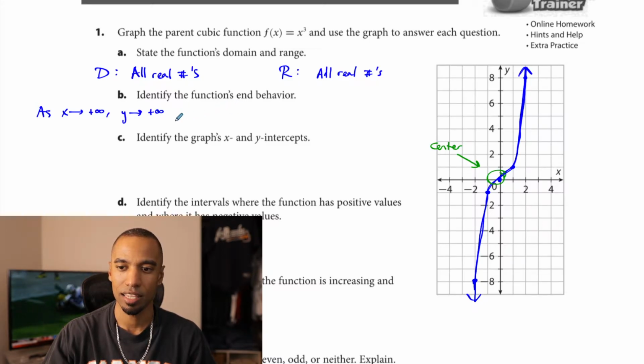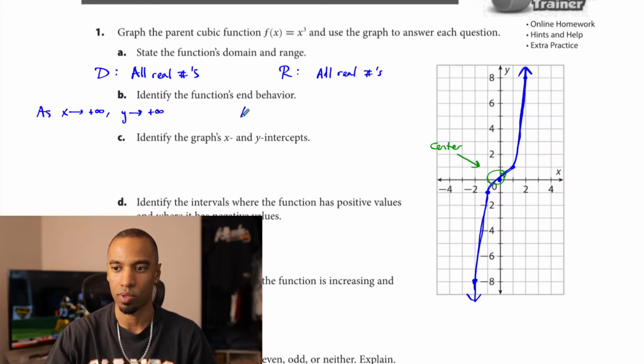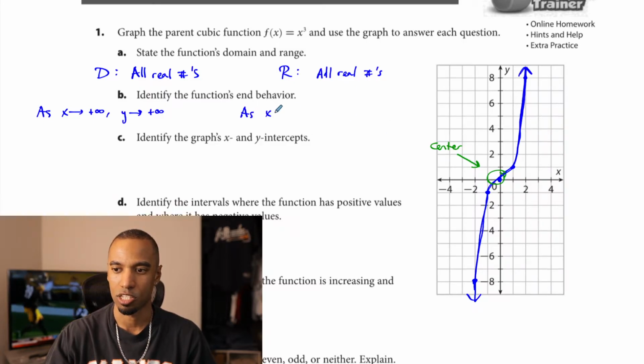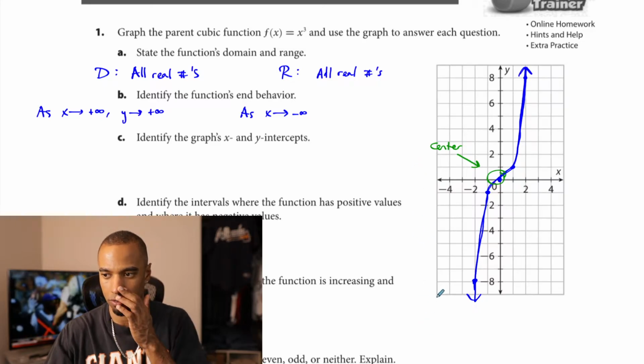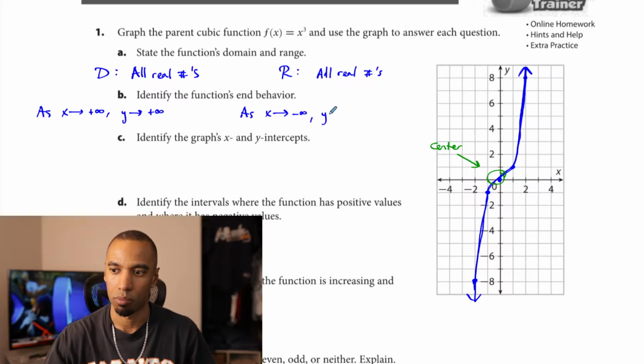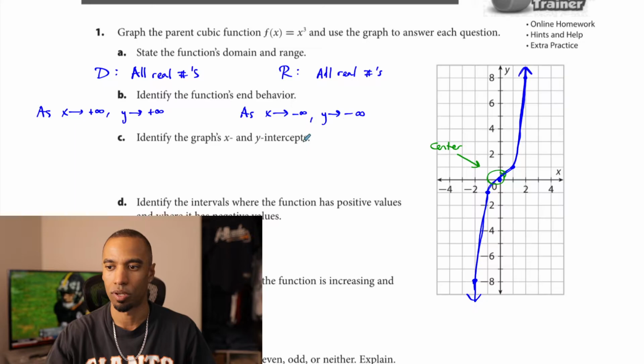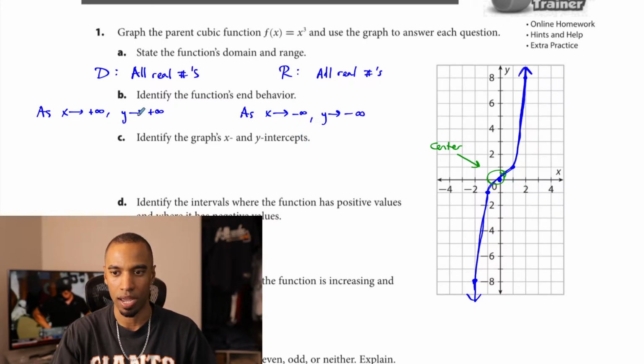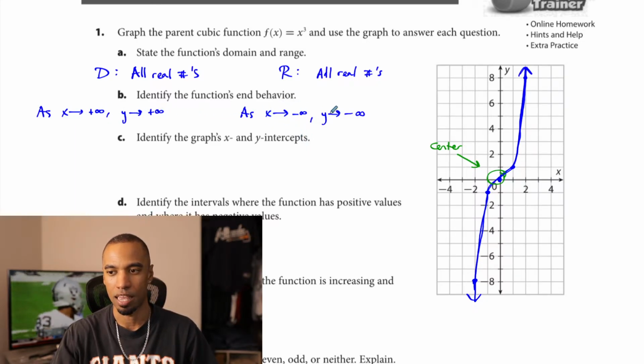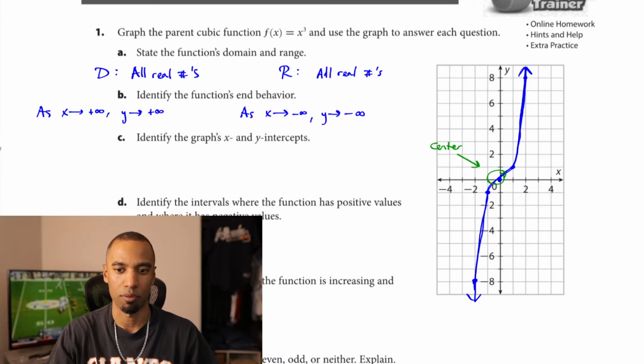And then the end behavior in the other direction: as we go forever left, as x approaches negative infinity, we find our y values going forever down. The y's are approaching negative infinity, because in this all real number domain, we can go forever right and see ourselves going forever up, and then forever left, forever down. That's what end behavior means.